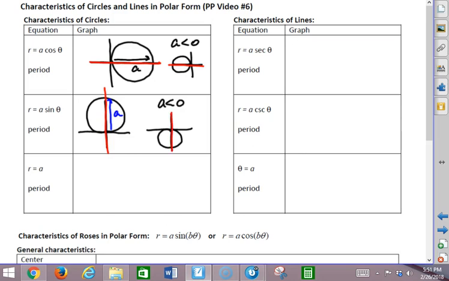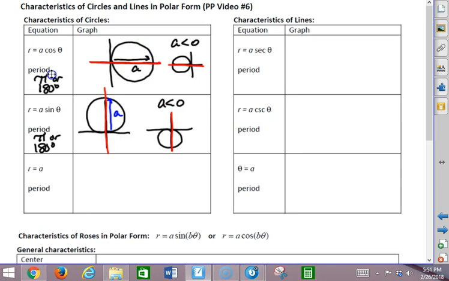Now the period is how long it takes, what angle it takes to get the entire graph. So remember that when we were graphing this, all I had to do was go around half of a cycle on the rectangular version of the graph. So in other words, from 0 to pi would give me the whole graph, and then it started to repeat itself. So the period is pi, or 180, and then it starts to repeat itself. So remember, the period of a cosine or sine function in rectangular form was 2 pi or 360, but that's not true for the circle here because it just repeats itself after half of the cycle of the rectangular graph.